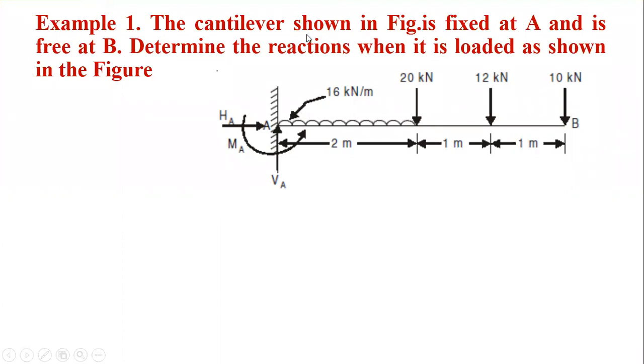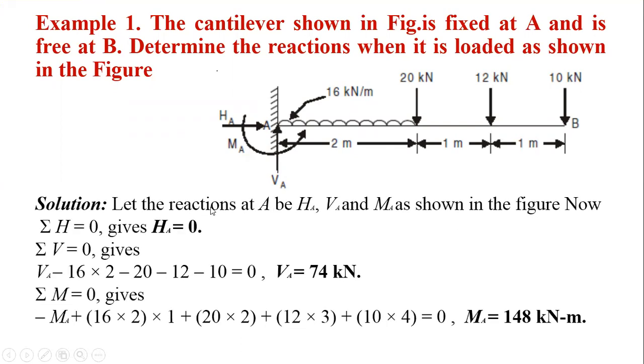The cantilever shown in the figure is fixed at A and free at B. Determine the reaction when it is loaded as shown in the figure. Now if you see here, this cantilever beam is fixed at A and free at B, it is subjected to 3 point loads as well as one UDL. Now let us see how to solve this problem.